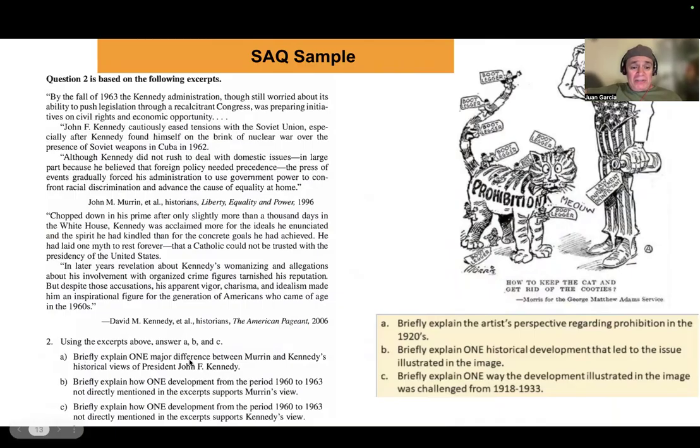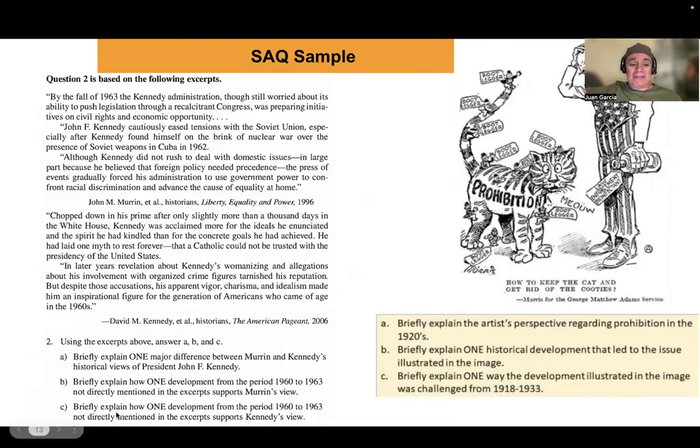Briefly explain one major difference between Murin and Kennedy's historical views of President John F. Kennedy. Well, okay, so you got to read the two interpretations. And briefly explain how one development from the period 1960 to 1963, not directly mentioned in the excerpt, supports Murin's view. Okay, so again, testing skills. You got to know your history.